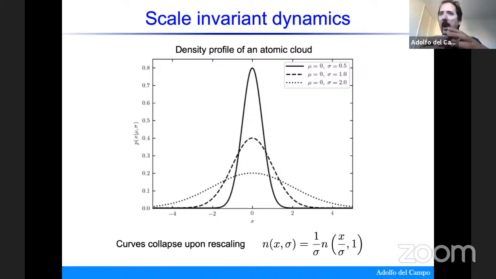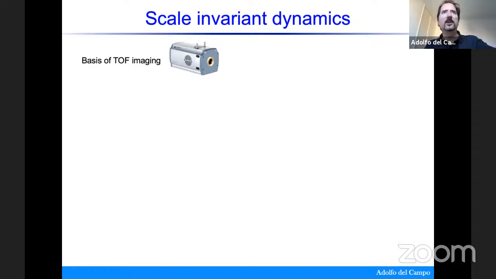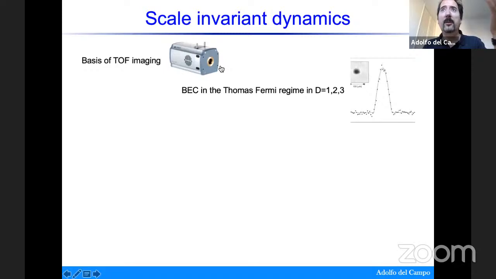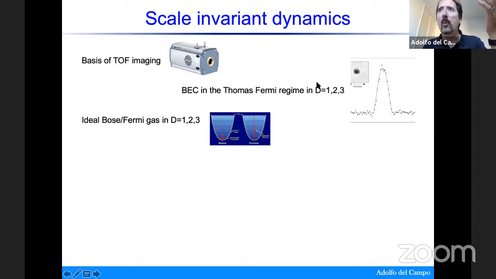And this process really relies on the scaling invariance. So this is what I just described. Time-of-flight imaging typically exploits scaling invariance, but there are many other processes that do. One is the Thomas-Fermi regime, and again, this is a system where in any spatial dimension, 1, 2, 3, it does have scaling invariance.